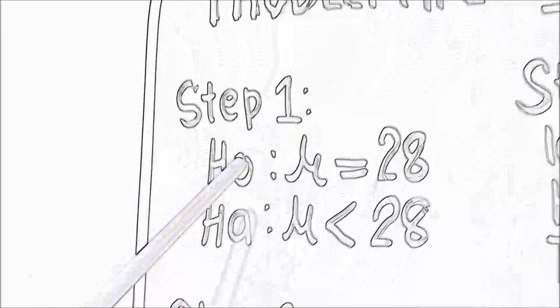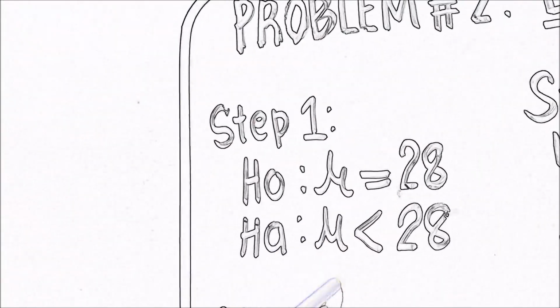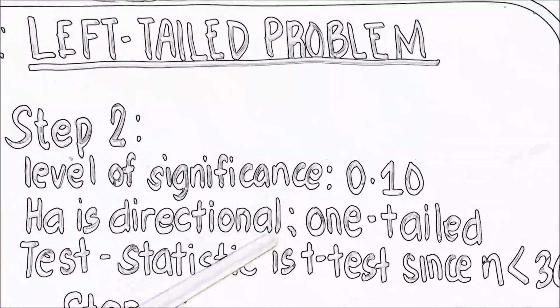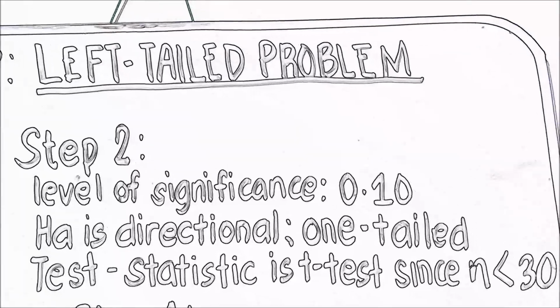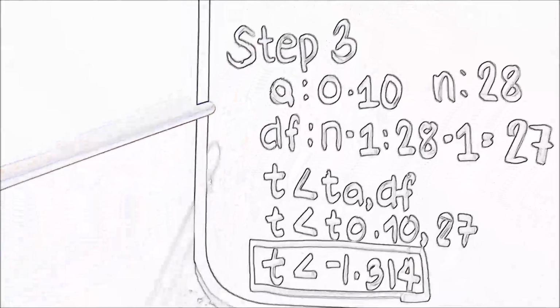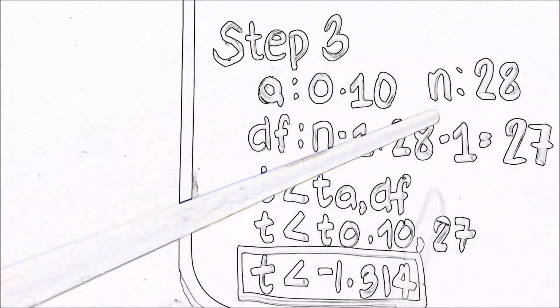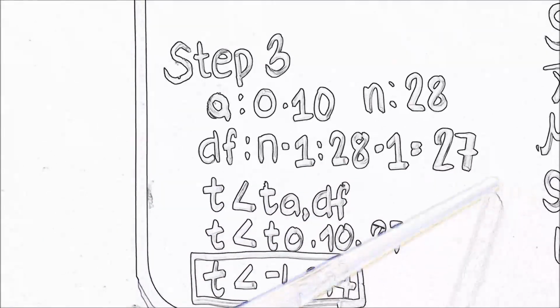Problem number 2. Step 1. Our null hypothesis is mean equal to 28. Our alternative hypothesis is mean lesser than 28. Determine the level of significance, which is 0.10. Our HA is directional, it is one-tailed, and the test statistic is the t-test since our n is lesser than 30. Step 3. We're going to use our level of significance and our n of 28 to determine the df, which is n minus 1, and we will get 27.